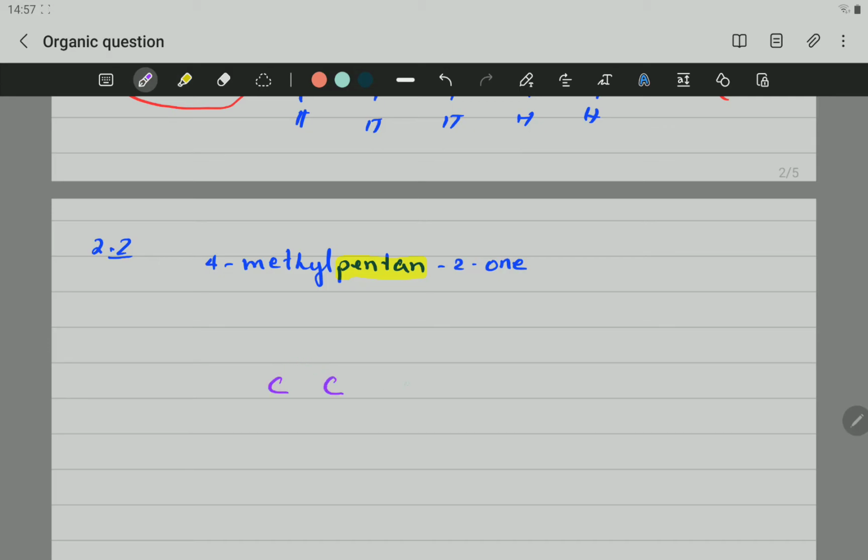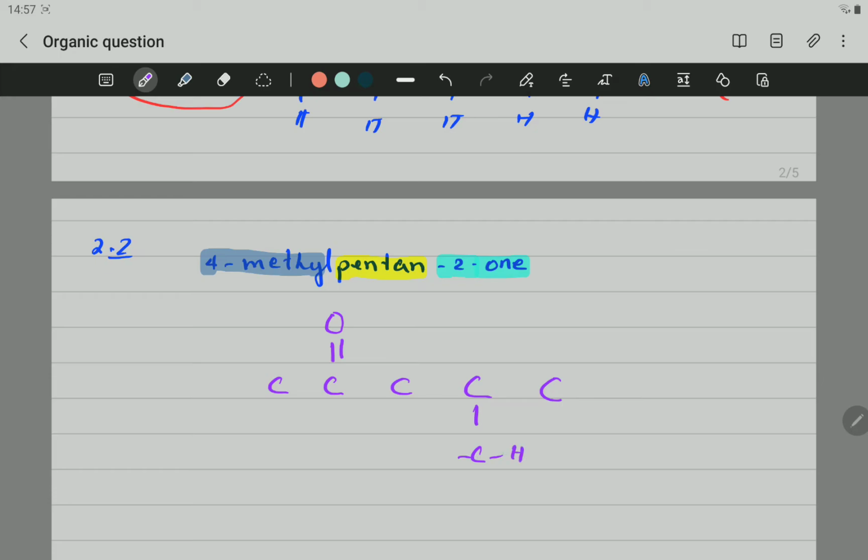1, 2, 3, 4, and 5. The second step here is to identify the functional group. This is a ketone which is in the second carbon. So I'm going there, and in the second carbon, I'm going to draw the functional group of a ketone. There we go. Finally, I will go to the substituent. We know that we have a methyl in carbon number 4. So if we're counting from the beginning, this will be carbon number 4, and there is a methyl.